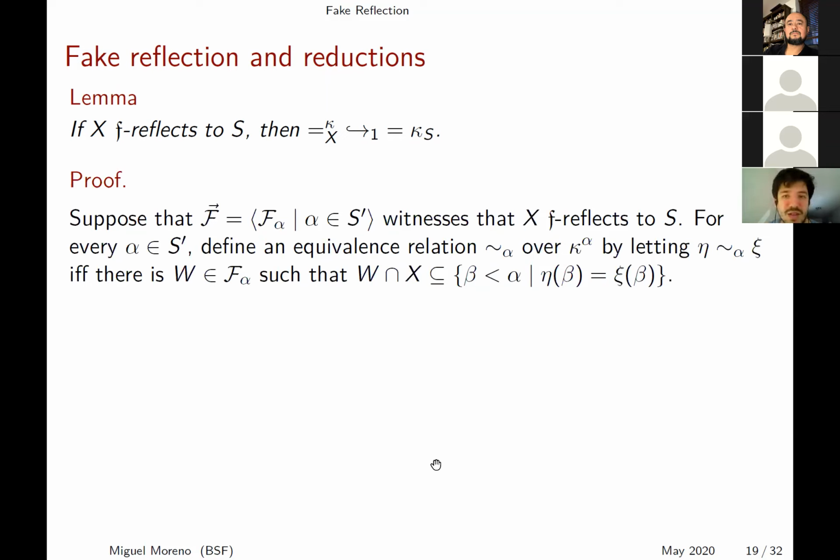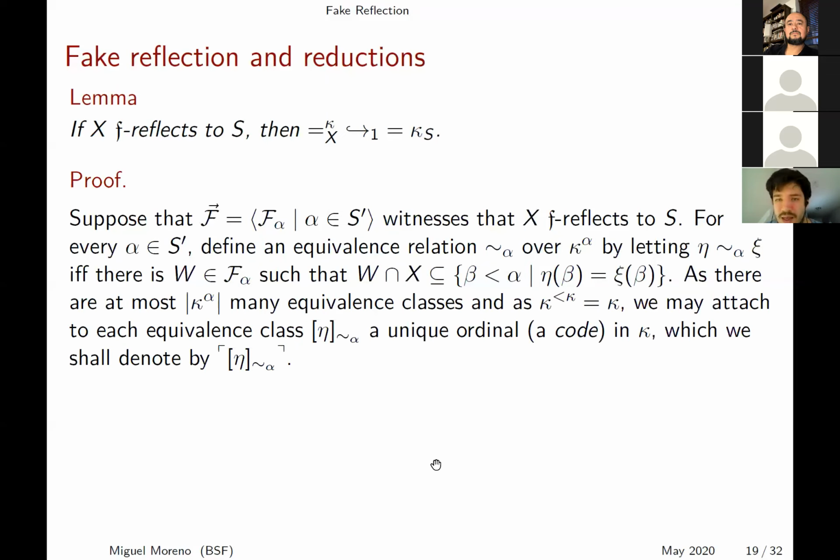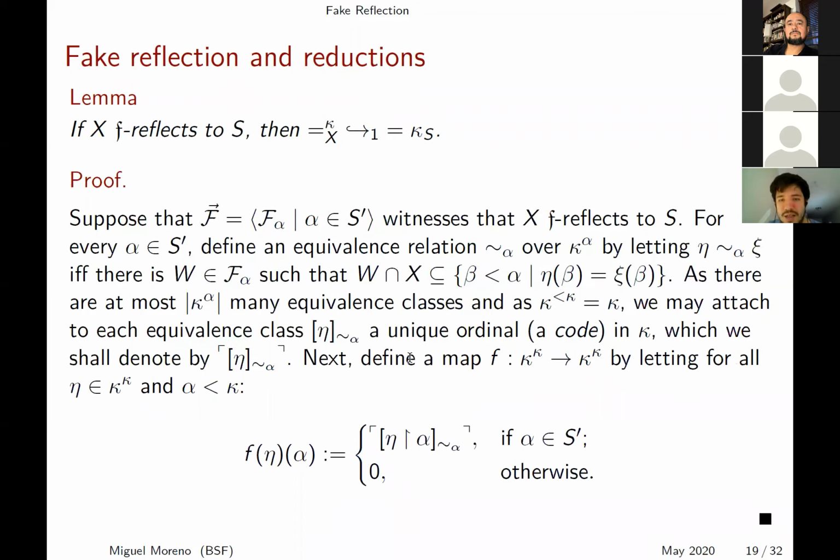Now it's easy to see that this is just an equivalence relation. So we know that there are at most kappa to the alpha many equivalence classes, and we assume in the general descriptive set theory that kappa to the alpha with kappa equals kappa. So we can assign a code, an ordinal, to each equivalence class, and then we will just denote it by this number, let's say. And finally, now you can just define the reduction.